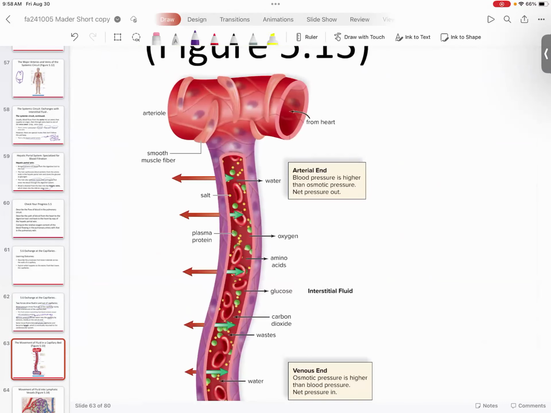So here's our arterial end. So we have blood pressure basically that's coming through the heart, and then it's going to be moving into the capillary system. But because the blood pressure is high at the arterial end, it's going to be pushing fluid and nutrients and anything small that can get out. It's going to be pushing it out into the tissues where they need it, right? So you're going to have water coming out as well. You're going to have oxygen coming out as well, amino acids coming out as well. So this is coming out into your interstitial fluid.